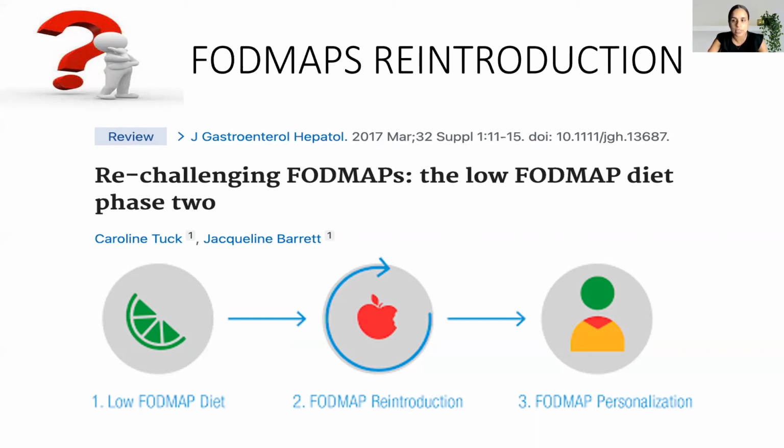One approach would be to start with fructans and galacto-oligosaccharides because they have proven prebiotic activity, and this early reintroduction can reduce the possible negative effects of the diet. Another approach would be individualized to the patient's needs, so based on the patient's symptoms, their food likes and dislikes, etc.